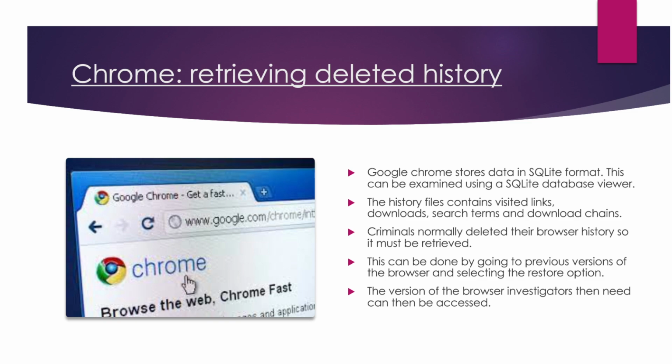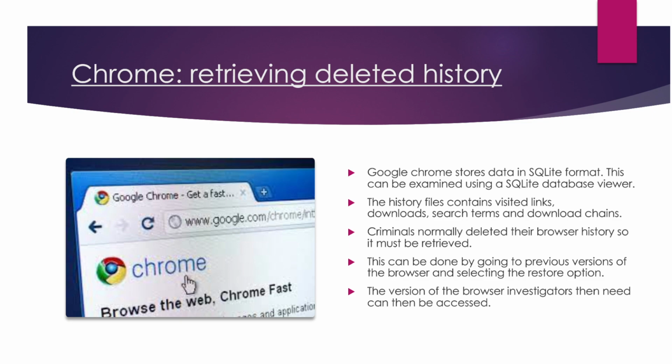Some ways of retrieving deleted internet or browser histories. Google Chrome stores data in an SQLite format, which can be examined using an SQLite database viewer. The file containing the Google Chrome browsing history is stored in a default folder as History. This history file contains all browsing information of the users, such as visited links, downloads, search terms, and download chains. We can then see the database structure of this history file.